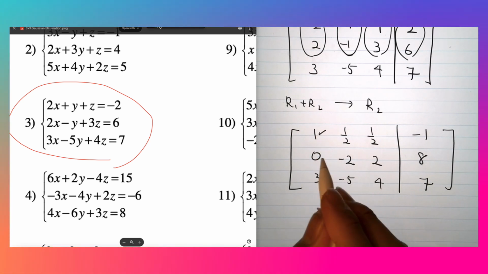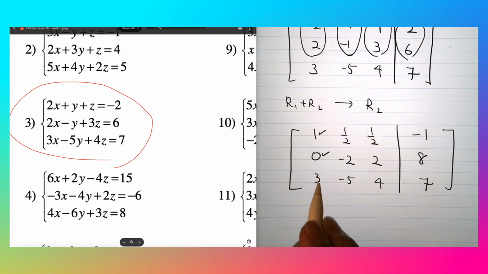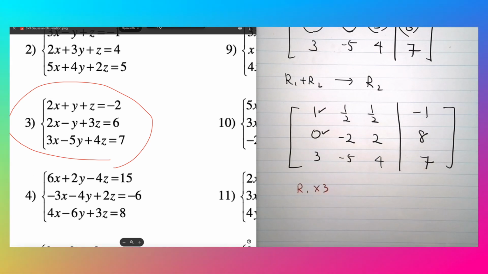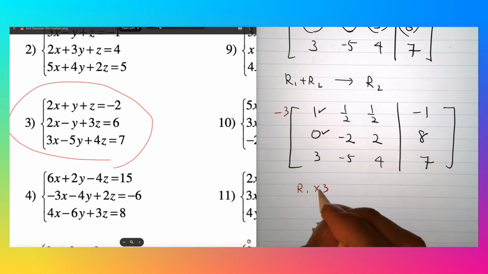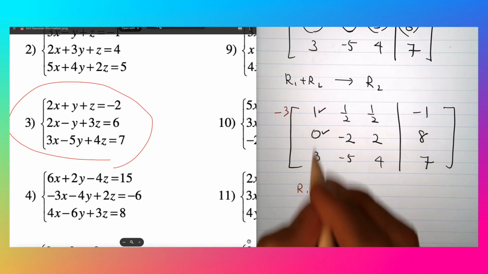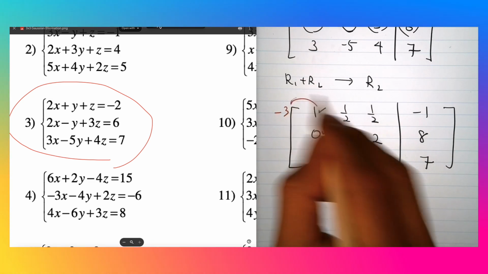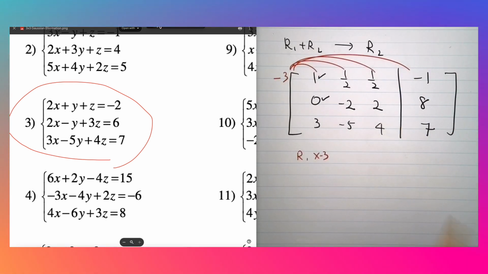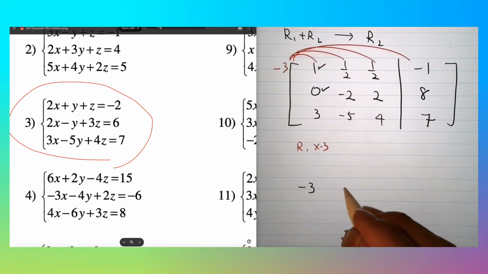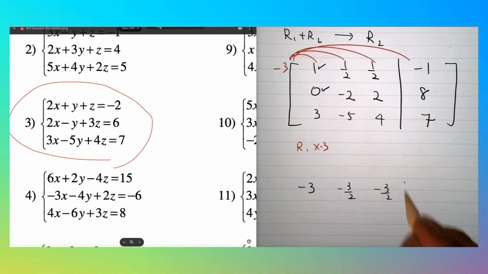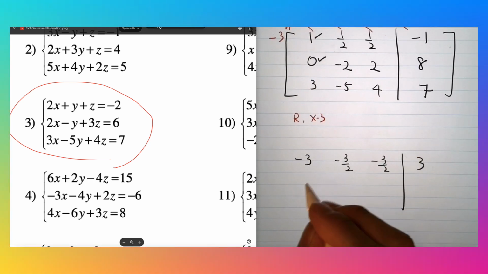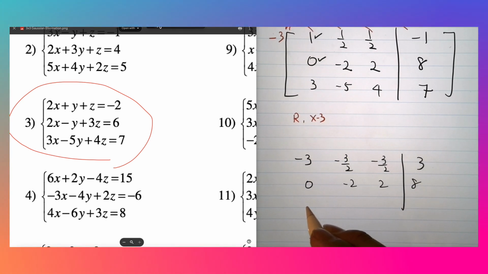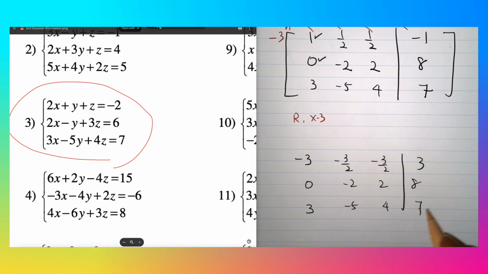So we got this done, that done, and I want to get these 3 to be 0. So I'm going to use row 1 and multiply that by negative 3, so that way we're going to cancel out by adding these together. So negative 3 gets distributed on top row 1. Let's see what we get here: negative 3, negative 3 over 2, negative 3 over 2, and positive 3. Second row we just keep 0, negative 2, 2, and 8. And the bottom row we have 3, negative 5, 4, and 7.